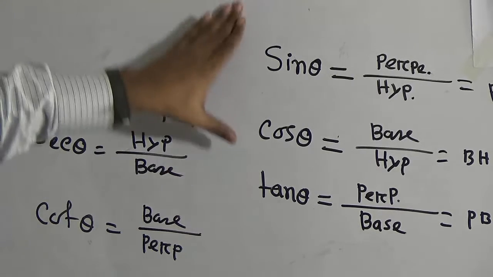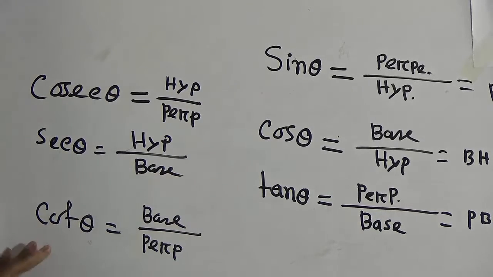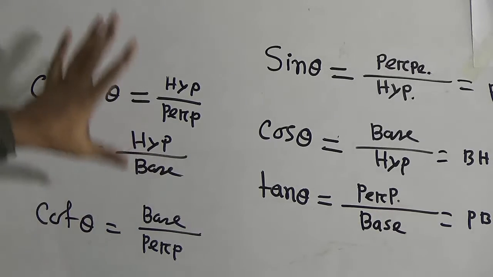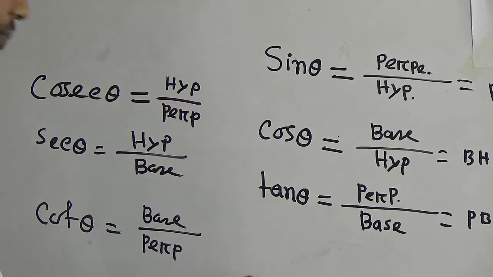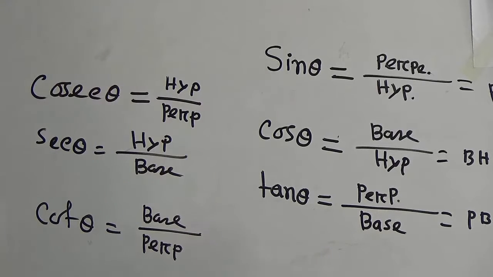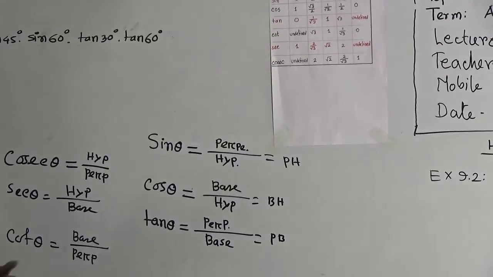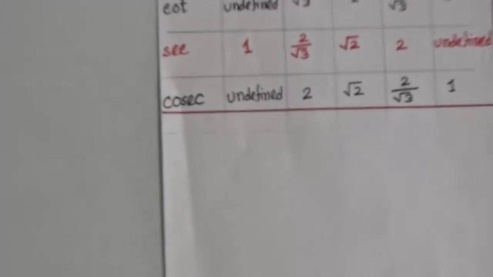These are the trigonometric ratios: sin theta, cos theta, tan theta, cosec theta, sec theta, cot theta. Students, in exercise 9.1, which is in the half yearly syllabus, I will discuss this matter. But today I will discuss this, because when you determine the value of cot 30 degree, cot 45 degree, cot 60 degree, then in that case this is also needed.